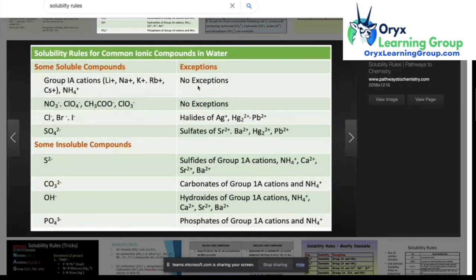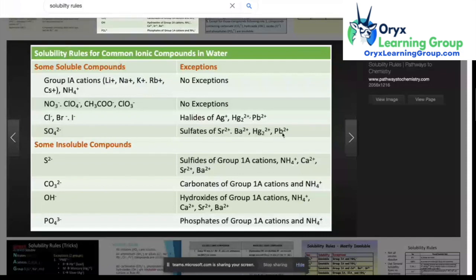Very good. Next one is lithium sulfate. So what do you think? Lithium sulfate. Alex, can you tell me? Whether it is soluble or insoluble? Sorry, it's soluble. Very good. So you can see here, all sulfates are soluble except these ones. So exceptions are strontium, barium, mercury, and lead, right? So lithium sulfate is soluble definitely.